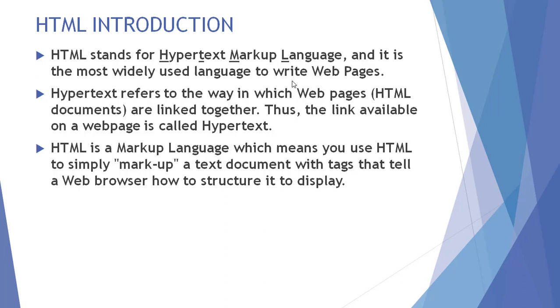Then hypertext, what is meant by hypertext? Hypertext refers to the way in which web pages are linked together. Thus the link available on a web page is called hypertext, and generally we write the link in blue font, and as we click on the blue font, the other web page will open. HTML is a markup language, which means you use HTML to mark up a text document with tags that tell a web browser how to structure it for display.